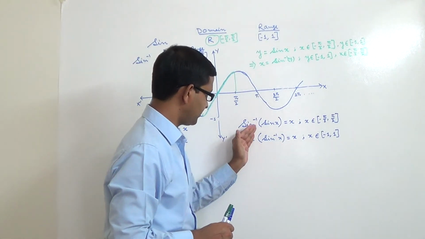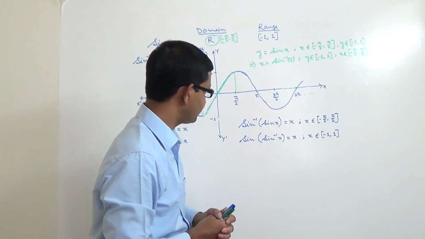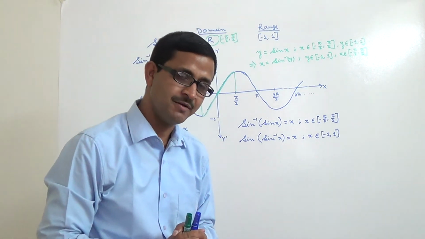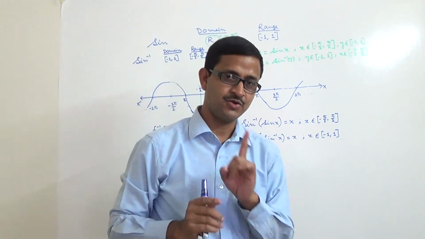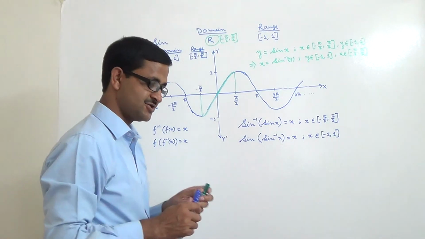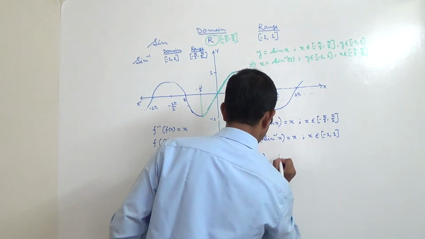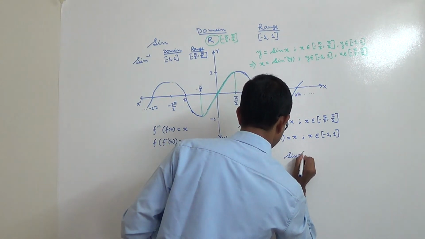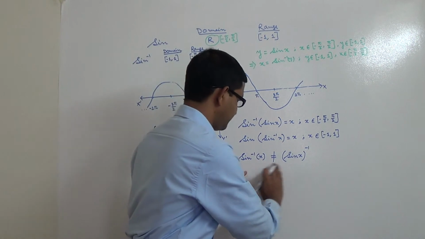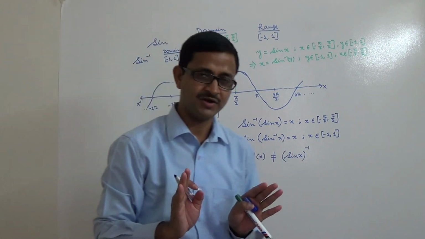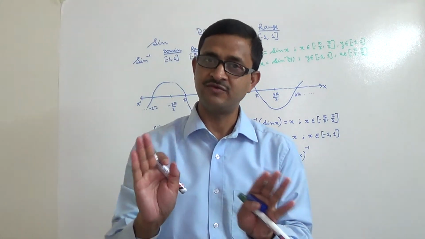And we also see sine inverse of sine x equal to x when x belongs to minus pi by 2 to pi by 2, and sine of sine inverse x is equal to x when x belongs to minus 1 to plus 1 closed interval. Clear? Having said all this, I would like to mention one very important statement: sine inverse x and sin x inverse are not equal. These two have different meanings. Never mix them up. Sine inverse x and sin x inverse are two different things.